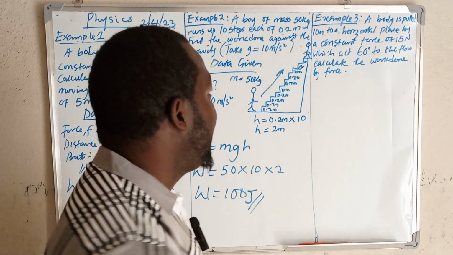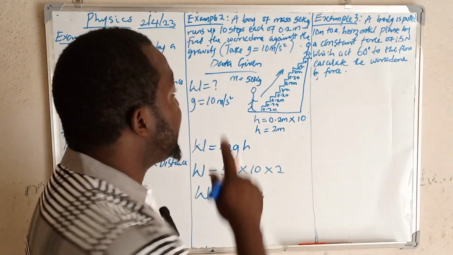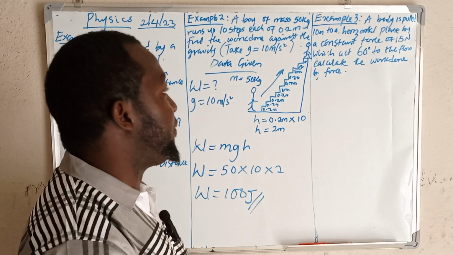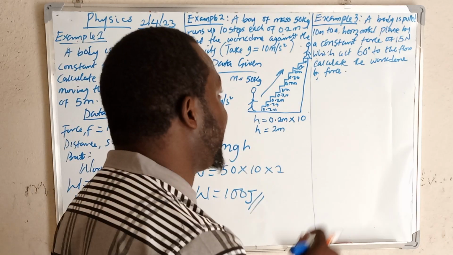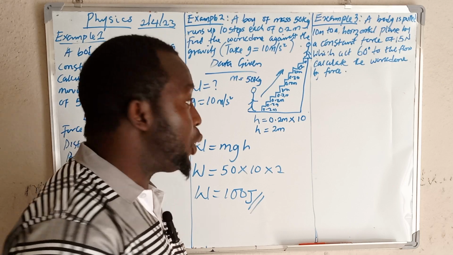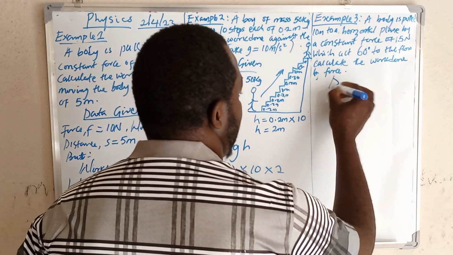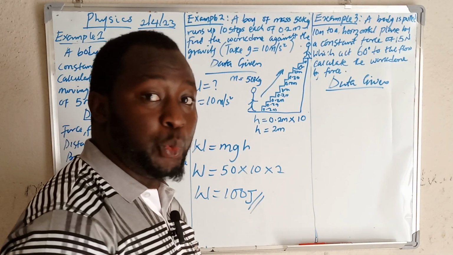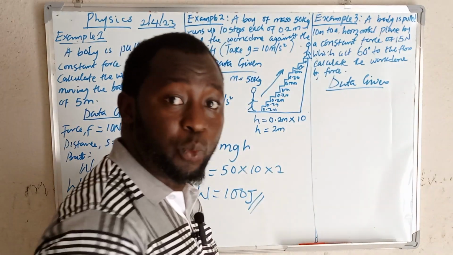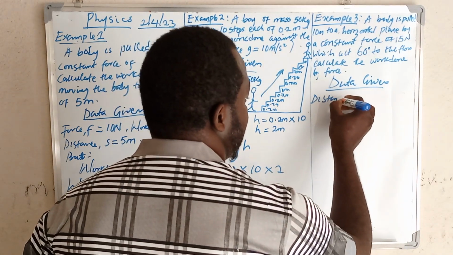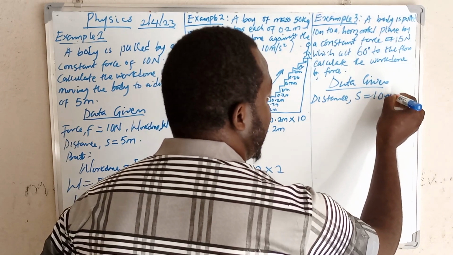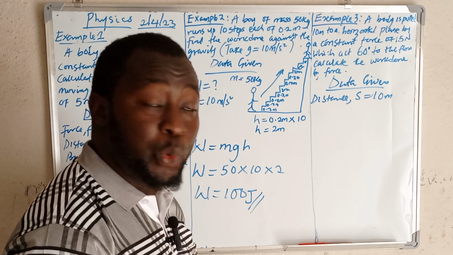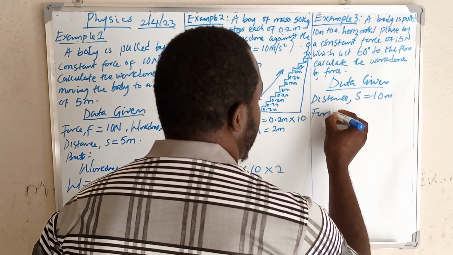Then on this final one, a body is pulled 10 meters on a horizontal plane by a constant force of 15 Newton, which acts at 60 degrees to the floor. Calculate the work done by the force. Let me write our data given. A body is pulled 10 meters, so we have a distance, s is 10 meters. By a constant force of 15 Newton, so we have a force.